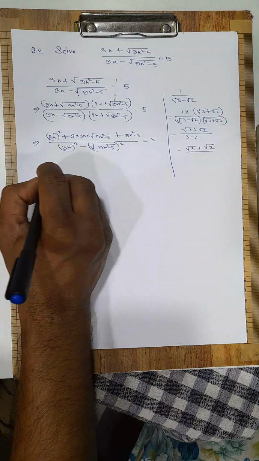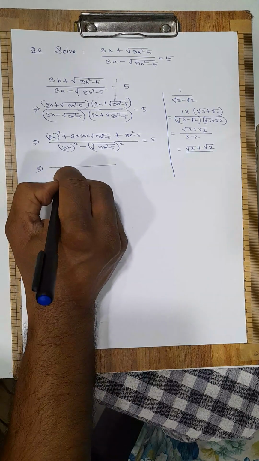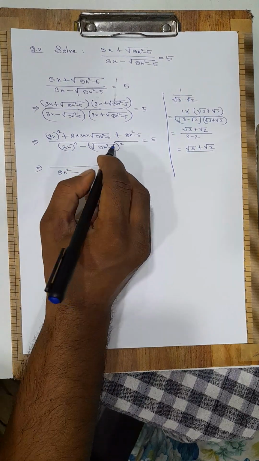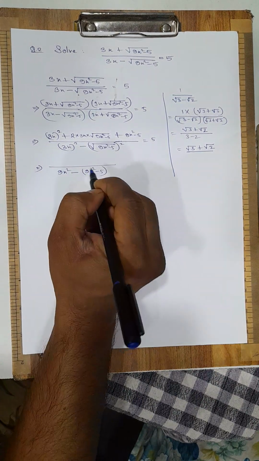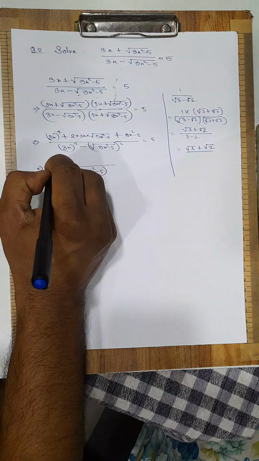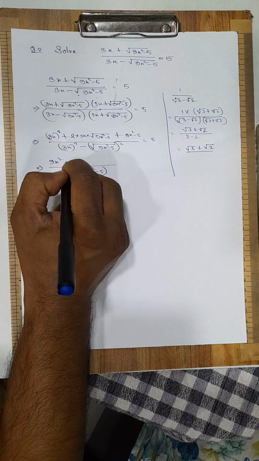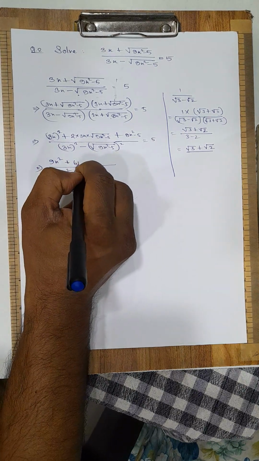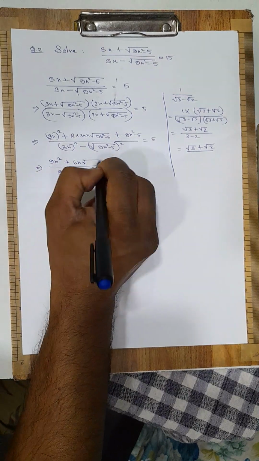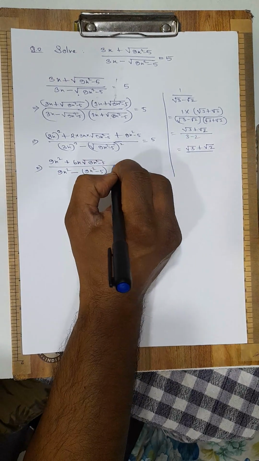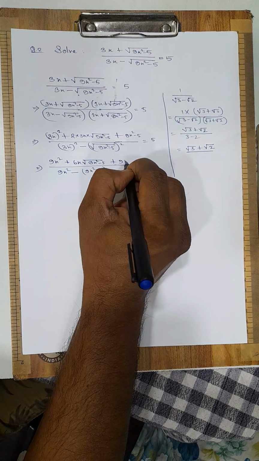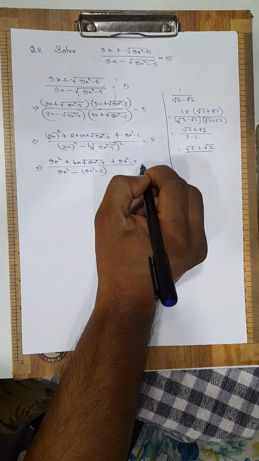Now the denominator it becomes 9x square. After squaring this it becomes 9x square minus 5. It becomes 9x square plus 6x multiplied by square root of 9x square minus 5 plus 9x square minus 5.